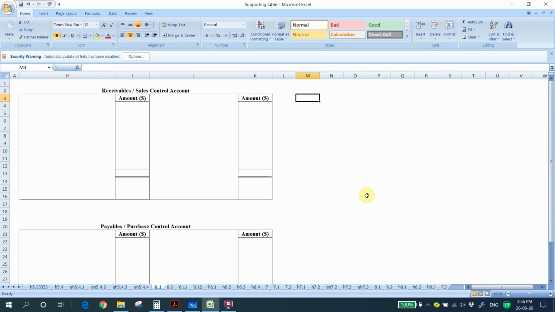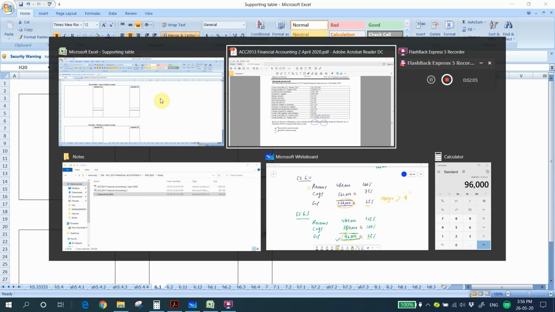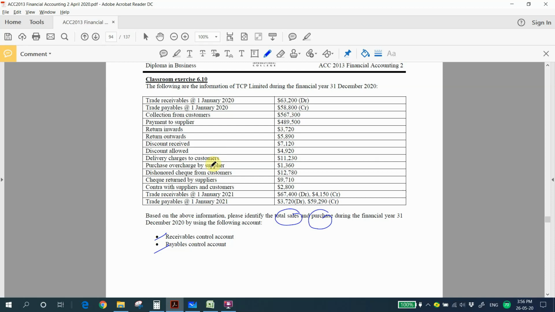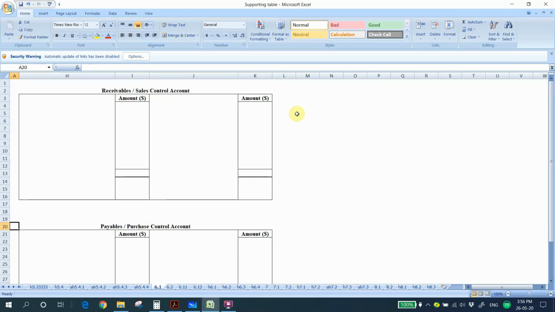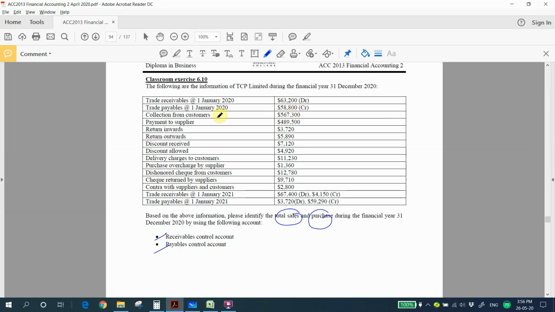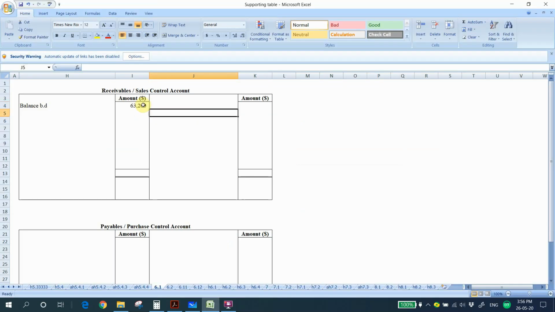So let's draw two ledger. One is receivables, one is payables, and we follow the sequence in our table to fill out the information. First one, trade receivables at the 1st of January 2012 is a debit 63,200. So we write balance BD here. Next, trade payables is a credit 58,800.